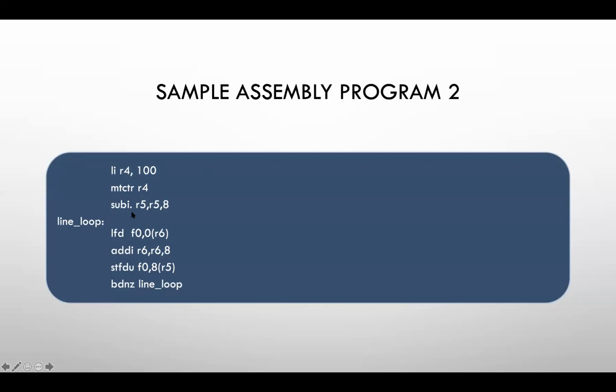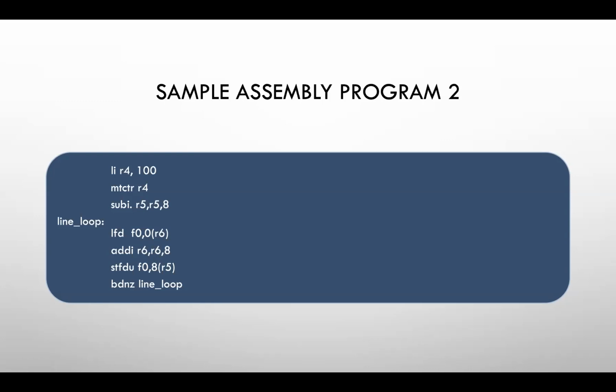Then we have an instruction subtract, where from the R5 register, we are subtracting 8 bytes. We come down, we are doing a load floating point double word. So into register F0, we load from address R6. Then we are doing an add-I here. We are adding 8 to R6 and storing it in R6 itself.